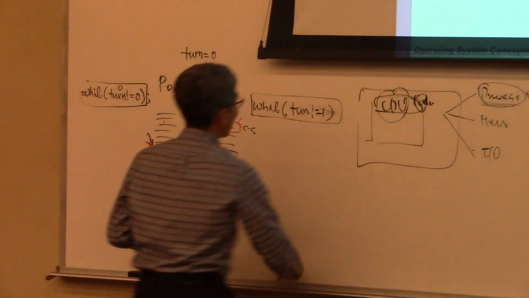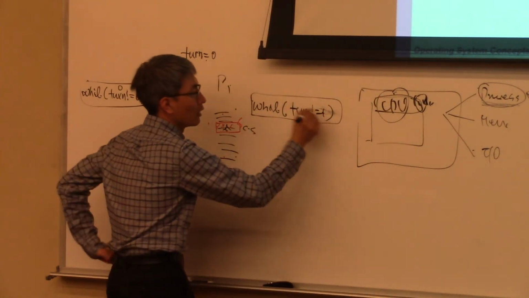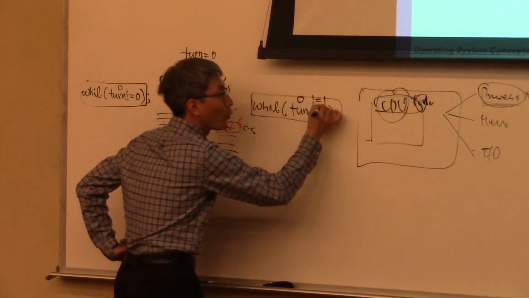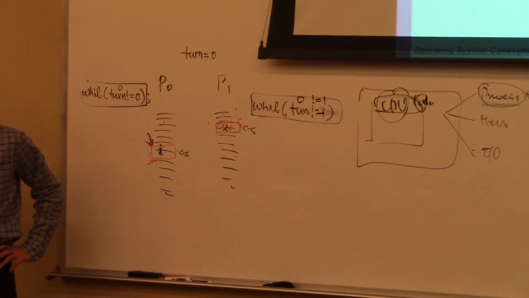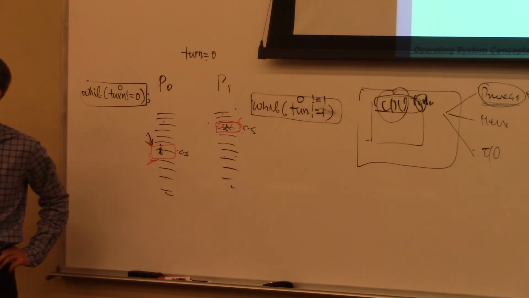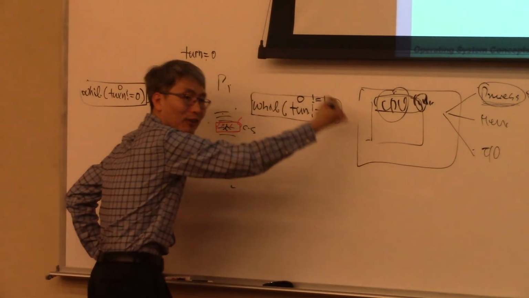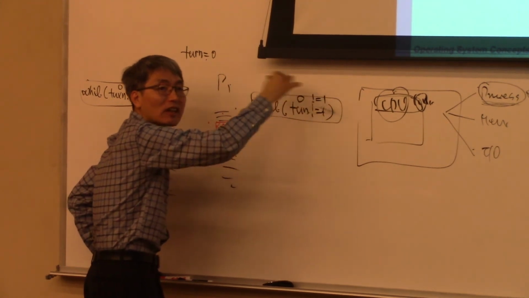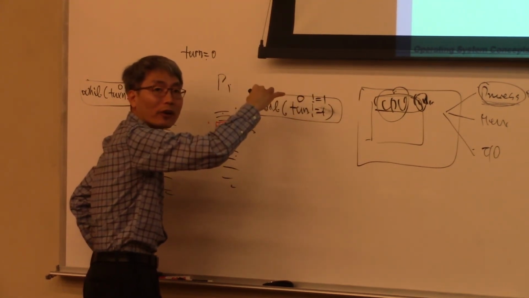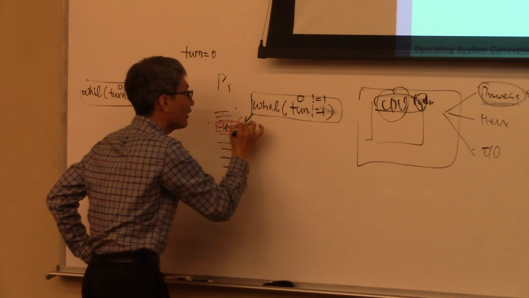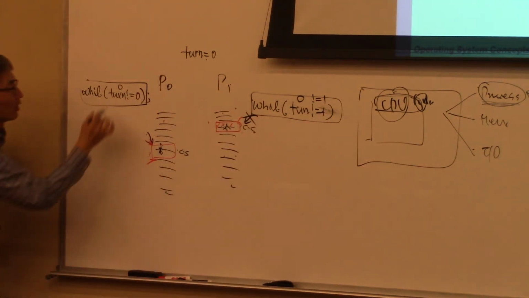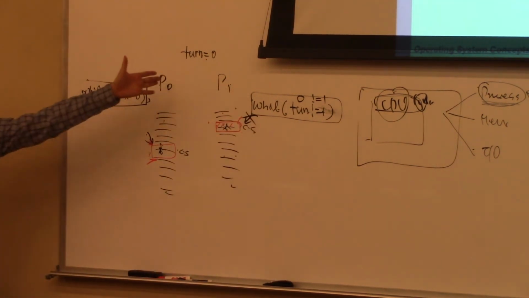For example, in this case, turn is 1. 0 is not 1. Is it true or false? It's true, which means it cannot exit the while loop. Okay? It's an infinite loop. This one is waiting. It cannot enter the critical section while turn is equal to 0.